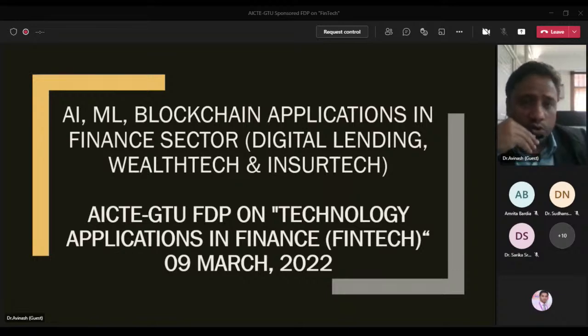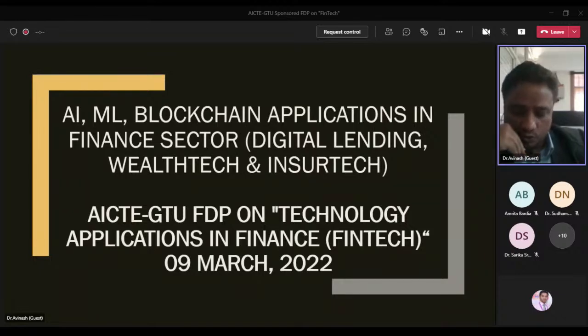So the topic which I am going to cover is artificial intelligence, machine learning, and blockchain applications in the finance sector, and that too specifically in three different areas: digital lending, wealth technology and insurance technology. I will cover this session in the required time which has been allotted to me.